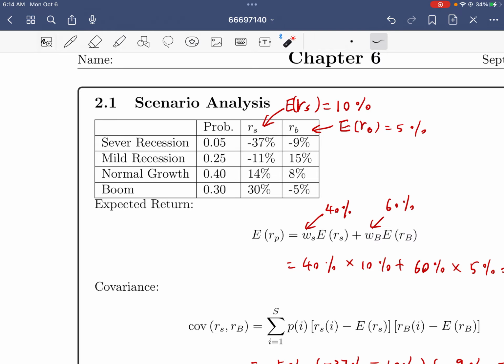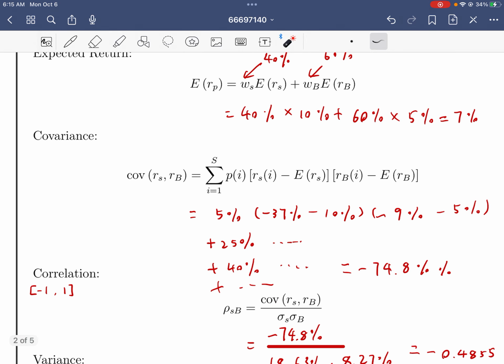So for the expected return of the portfolio, for example, this information is given that the weight in the stock is equal to 40%, and the weight in the bond is equal to 60%. So we can use this equation, 40% times 10% plus 60% times 5%, to calculate the expected return of the portfolio. Then covariance. Covariance measures the co-movement of stock and bonds.